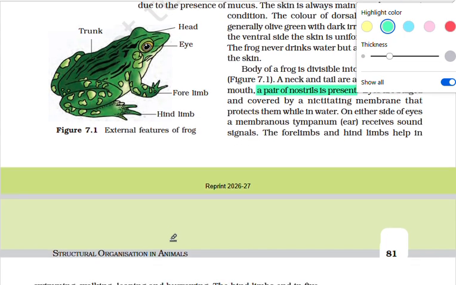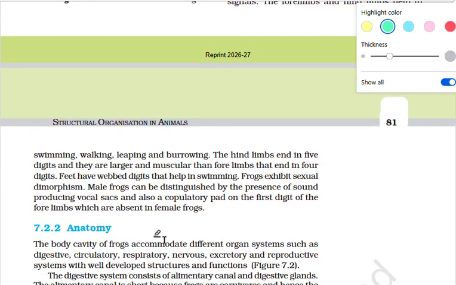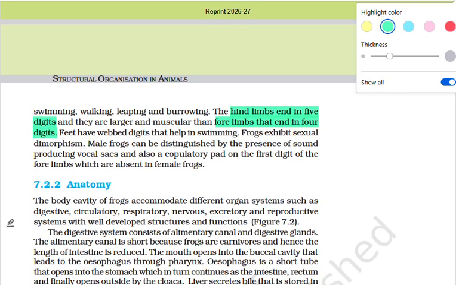The forelimbs and hind limbs help in swimming, walking, leaping, and burrowing. The hind limbs end in 5 digits. Hind limbs end in 5 digits, and they are larger and more muscular than the forelimbs, which end in 4 digits. Feet have webbed digits that help in swimming.